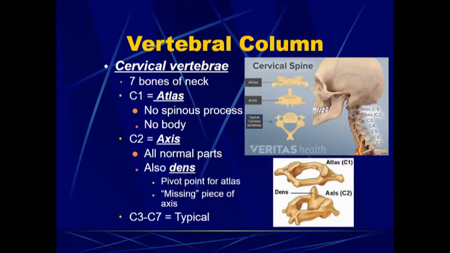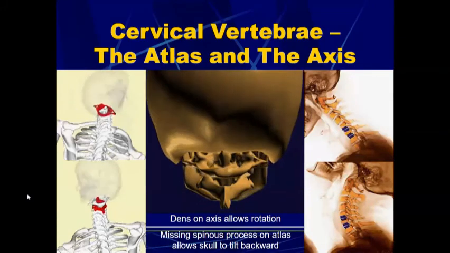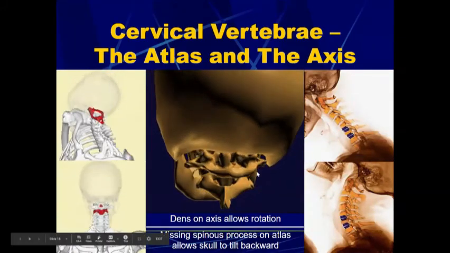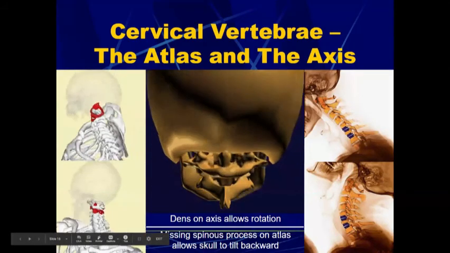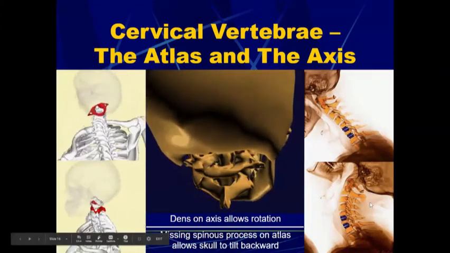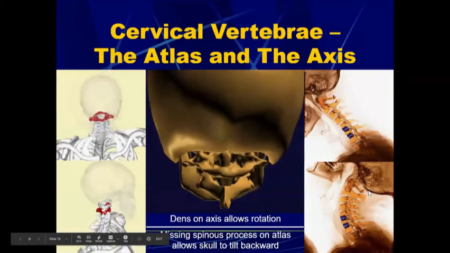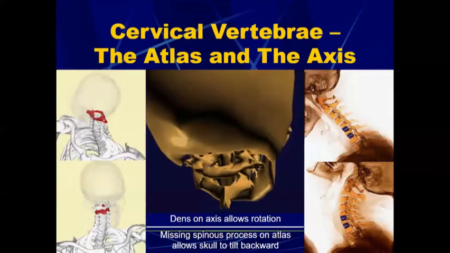The other cervical vertebrae, from C3 to C7, are very typical, looking like the one that we saw on a previous slide. This is just showing the atlas and the axis, and how we are able to have that rotation, and that's because of the dens that we see on the axis. The missing spinous process on the atlas is what allows your skull to tilt backward. If it had the spinous process, we wouldn't have that backward tilt ability because it would get in the way.